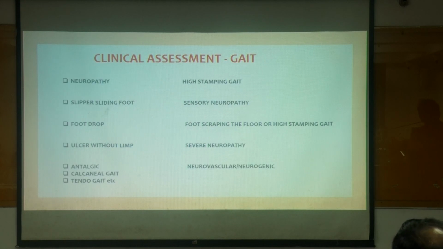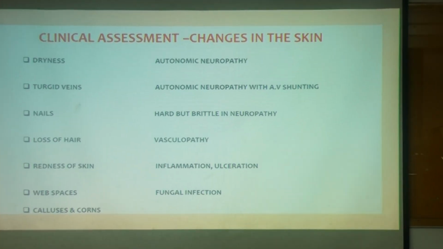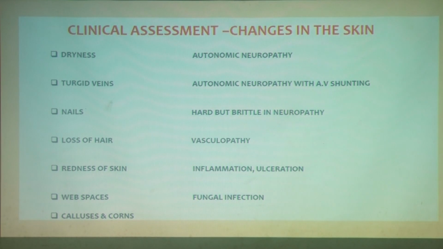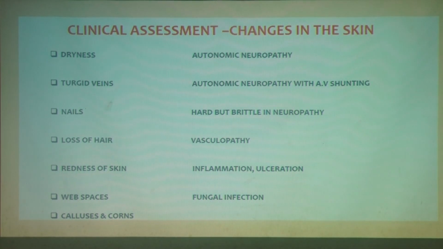So the clinical assessment covers neuropathy and gait assessment: high stepping gait, sliding foot with sensory neuropathy, foot drop gait, so many gait types, ulcer without limp with severe neuropathy, and calcaneal gait. Then the clinical assessment of the skin: dryness, turgid veins, nails, loss of hair, redness of the skin. There are so many things we have to examine, like a whole body examination.